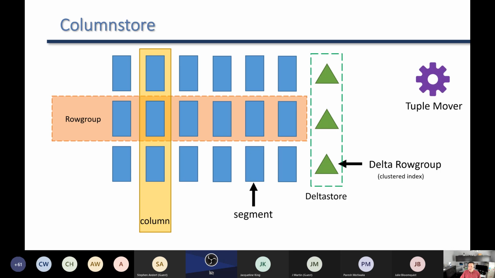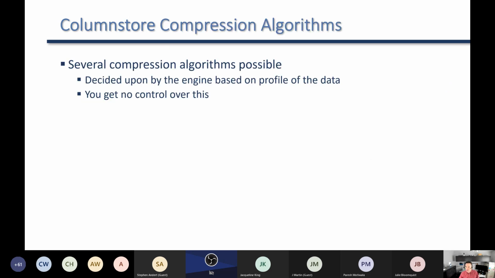We also have a process along the side called the tuple mover, which will help determine when a column store segment should be rebuilt, and we'll take the changes from the delta store and apply them and recompress there. But there's a lot of moving parts there, as you can see.